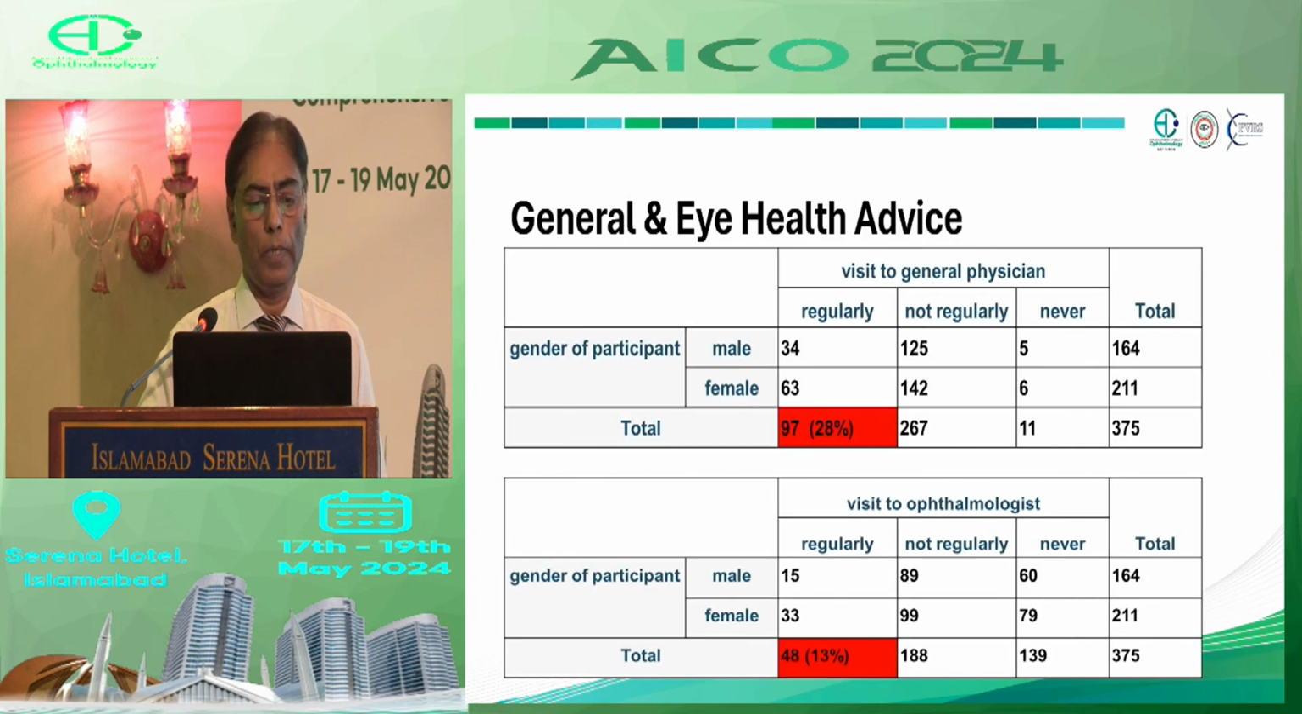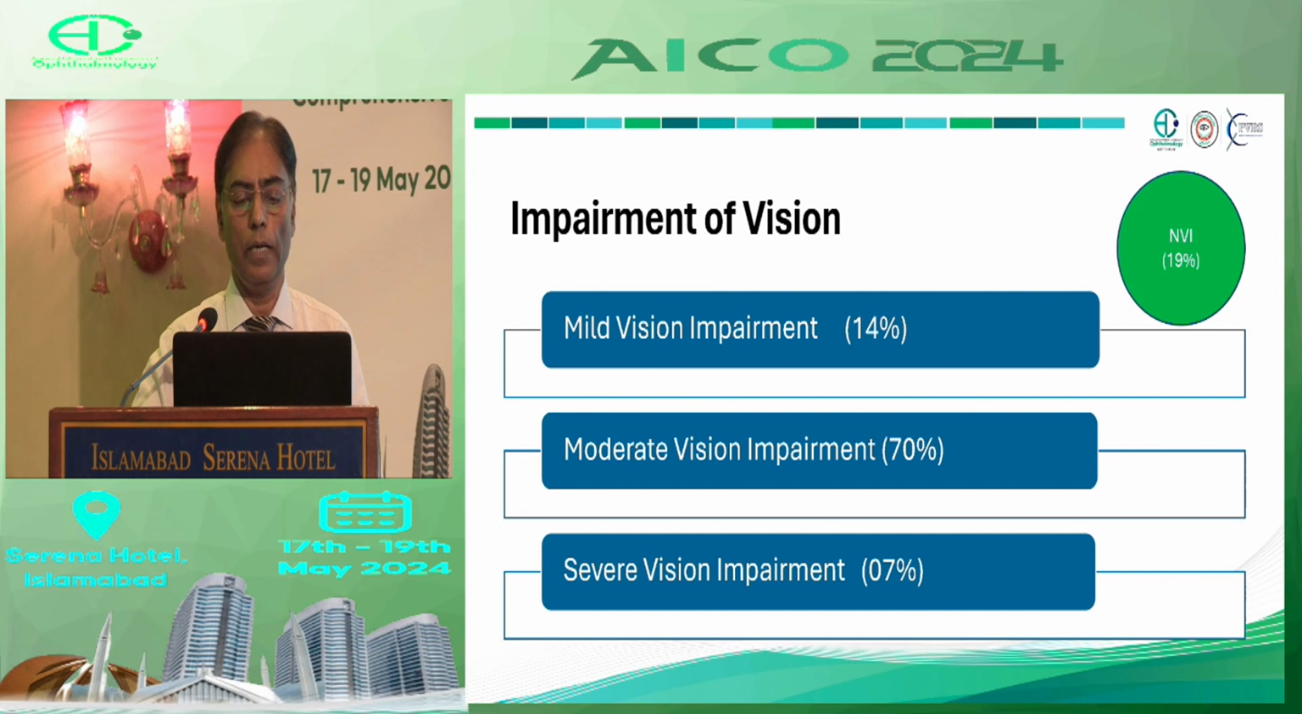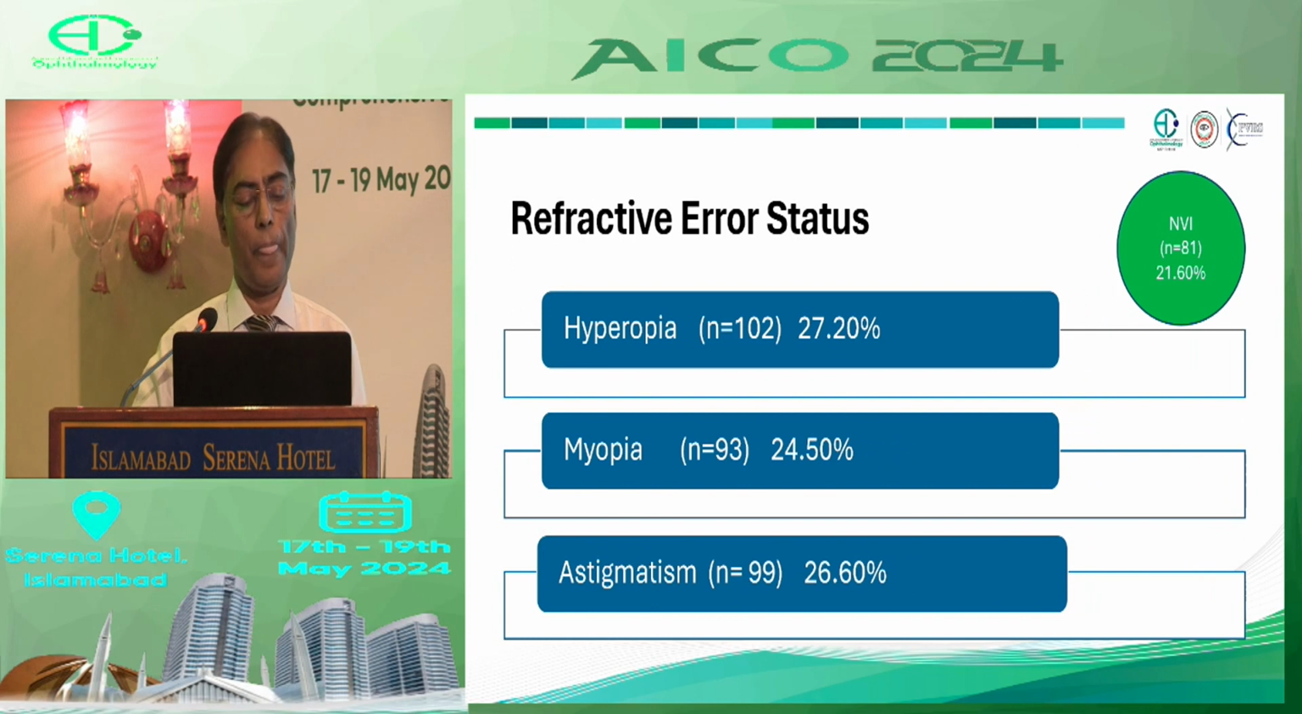And here is some general and eye health advice. We see that 97 individuals, that was 28%, took health advice from the general physician, and only 13% took advice from the ophthalmologist. Visual impairment: mild visual impairment 14%, moderate 70%, and severe visual impairment in our study was 7%. Refractive error status: hyperopia 27.20%, myopia 24.50%, and astigmatism was 26.60%.